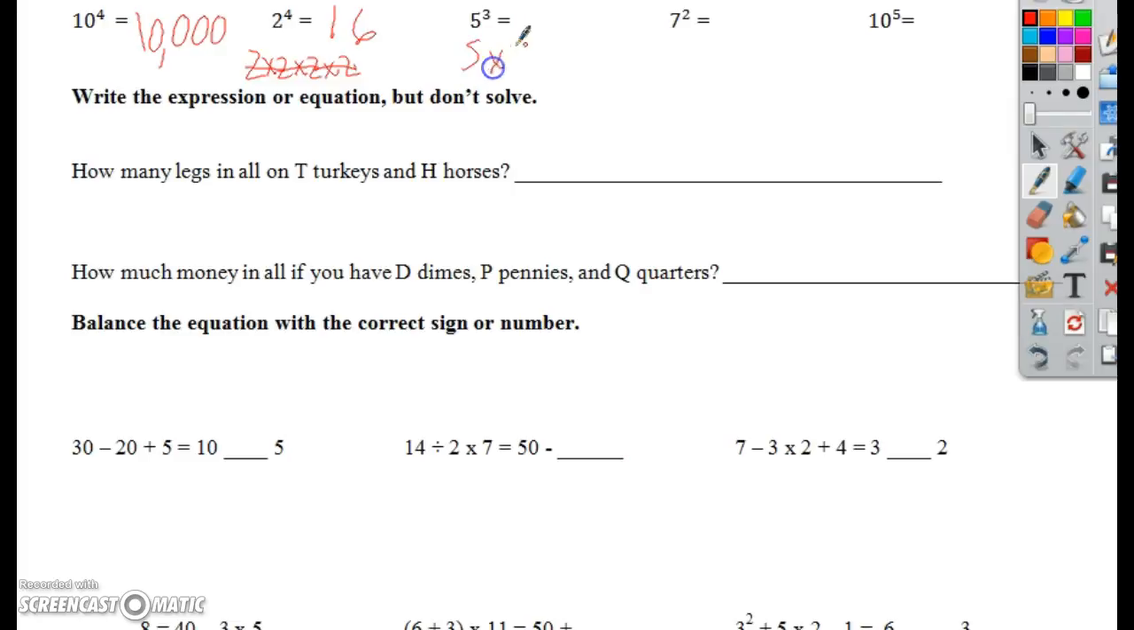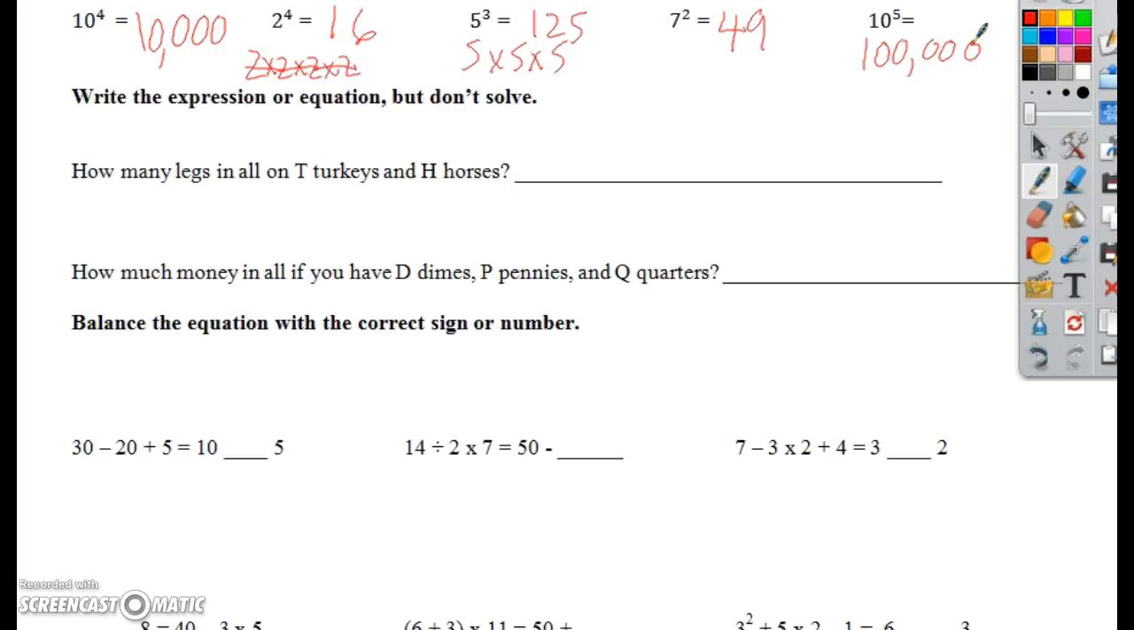5 to the third would be 5 times 5 times 5. 5 times 5 is 25, times another 5 would be 125. I think quarters, 5 quarters. 7 squared is just 7 times 7, 49. And 10 to the fifth is going to be a 1 with 5 zeros, so it's 100,000.